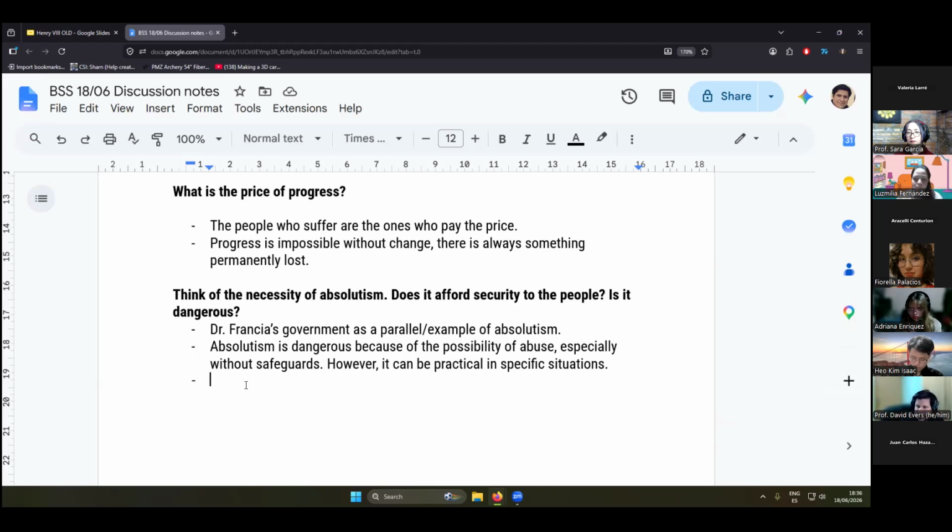Valeria, go ahead. Paloma mostly said what I wanted to say, but yeah, it affords security as long as the people are under the control of the ruler. If they go out, then it doesn't anymore, because the ruler would want to secure his power by making an example of people, and that's happened in a lot of cases. So as long as control is maintained, then security is perpetuated.